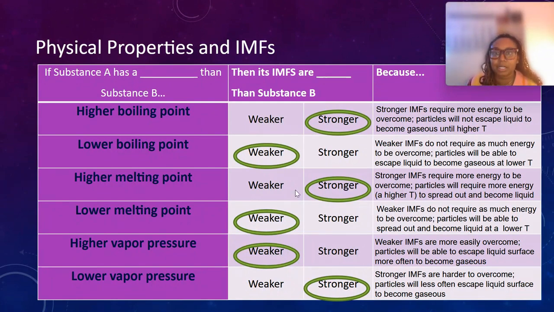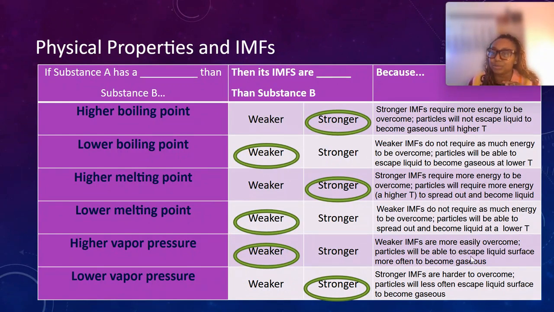The higher the melting point, we're talking about solid to liquid. The higher the melting point, the stronger the intermolecular forces. And then with vapor pressure, I'm going to read this one more time because I want to make sure that you're interpreting this. Weaker IMFs are more easily overcome.